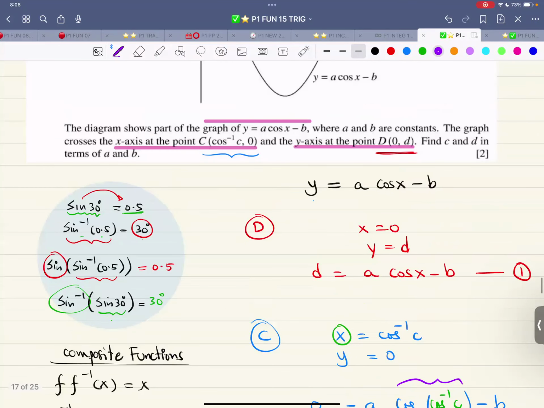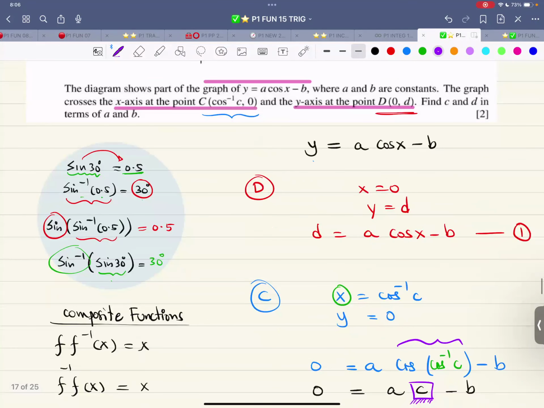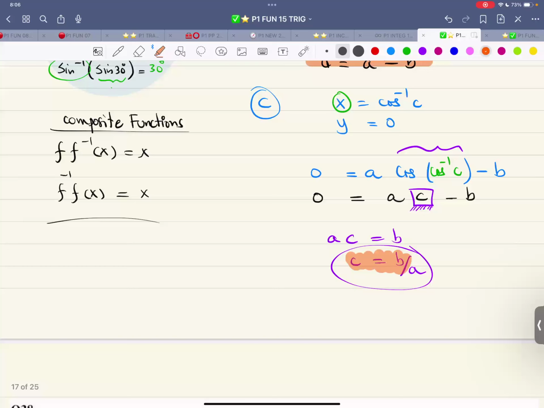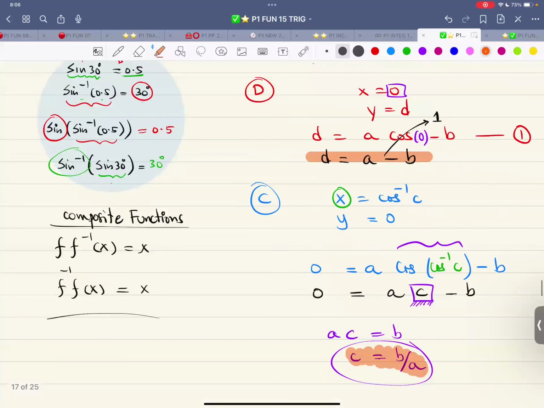And over here, we have x is 0. So this is cosine of 0 minus b. I can further simplify it. Cosine of 0 is 1. So therefore, d equals a minus b. That is one answer. So let me highlight it over here. d is a minus b. That's one answer. c is b over a. That is the other answer.